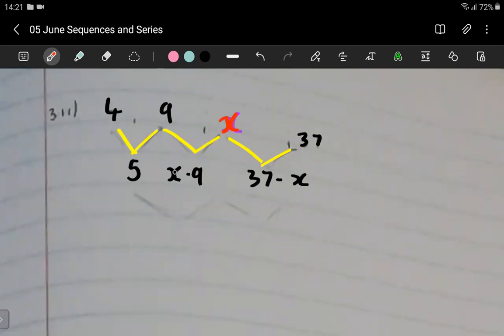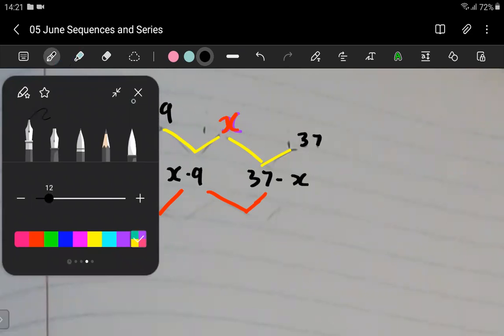So from here now, what we can make use of is the fact that the second common difference is the same. So here what we know is whatever we have at the bottom of the same page.